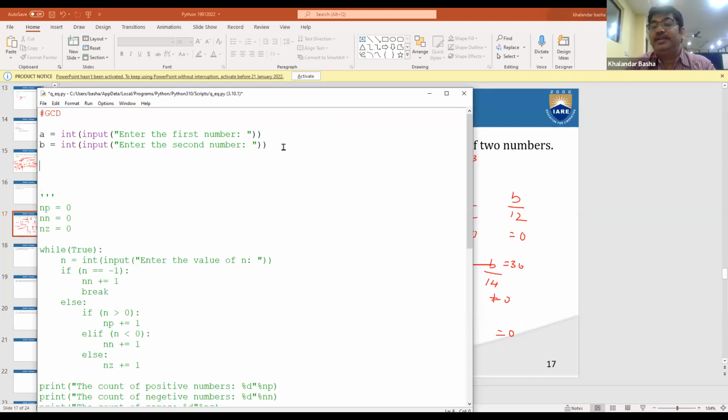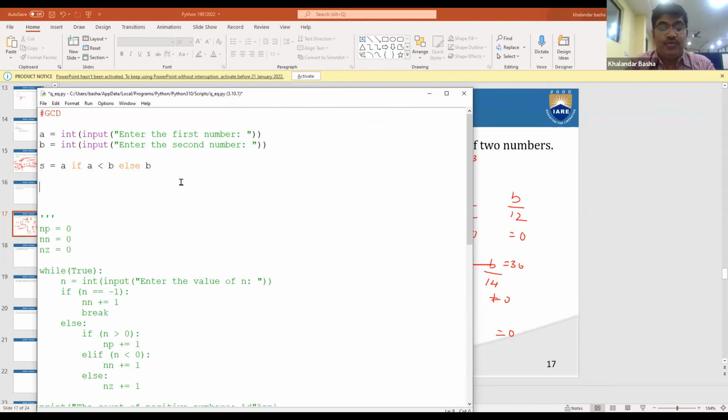Once entered this, then I have to find out what is the smallest value. How to calculate the smallest value? Smallest is equivalent to A, I'll put a ternary operator: if A is less than B, else I'll return B. So if A is less than B, A is smallest, so A will be passed to S. Else, if A is greater than B, then B will be assigned.